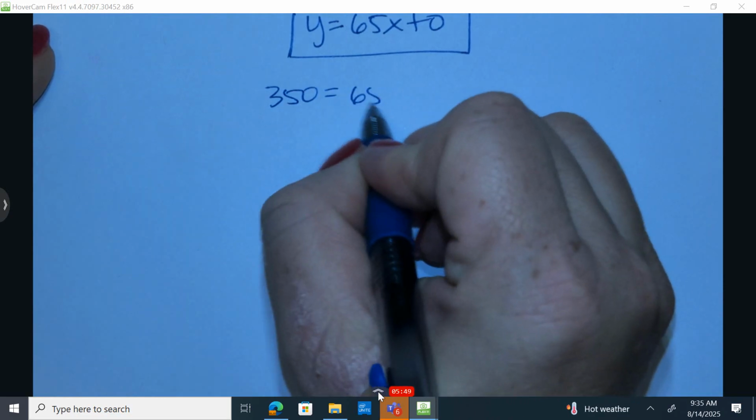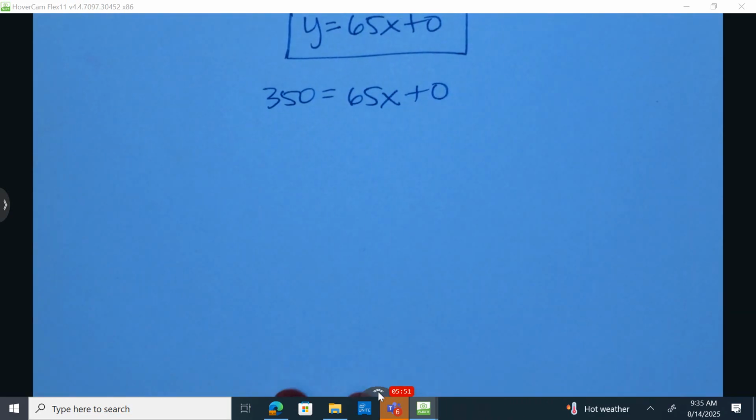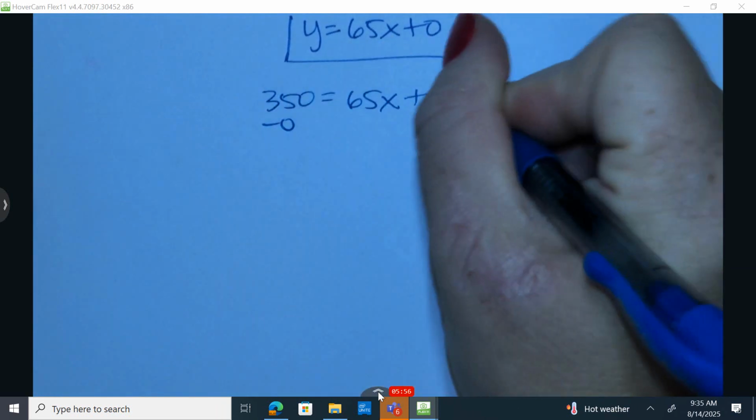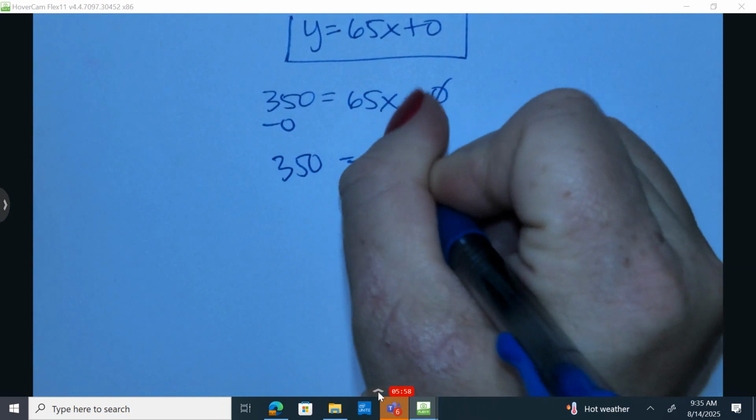Okay, here we go. 350 equals 65x plus 0. I replaced y, or the distance, with 350. Subtracting 0 does nothing. Grab that calculator, please.